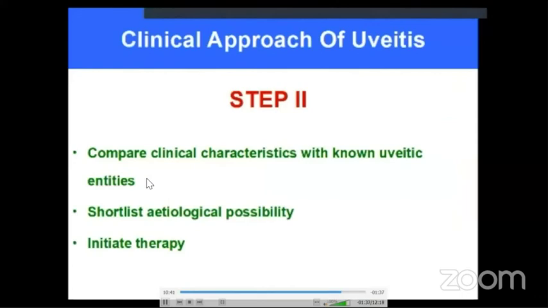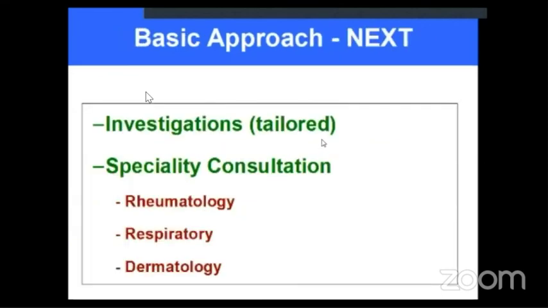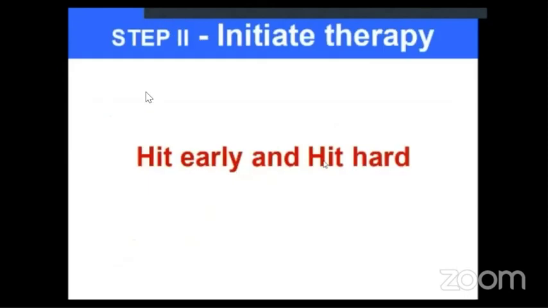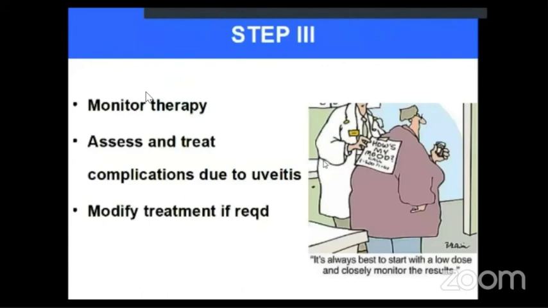Step 2, compare clinical characteristics of what we see with non-uveitic entities. Shortlist etiologic possibility and initiate therapy. Tailored investigations. Cannot do all the investigations described in the textbook because of the economics involved in doing a detailed examination. Specialty consultation. Hit early, initiate therapy, hit early and hit hard. Modify treatment, assess and treat complications.